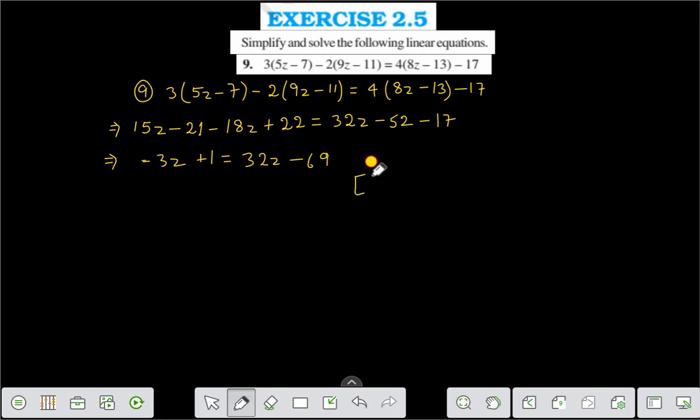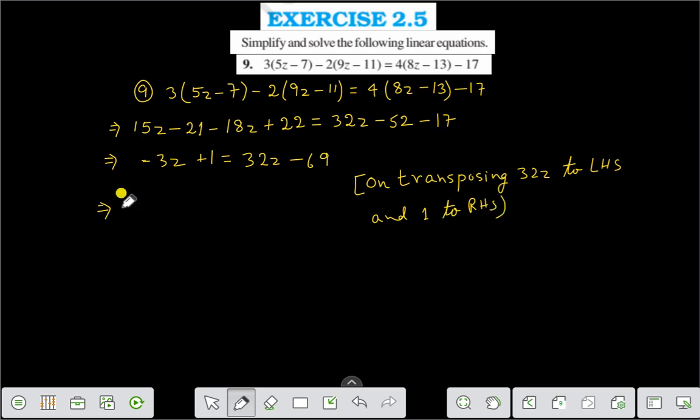Now on transposing 32z to the left hand side and 1 to the right hand side, we get minus 3z minus 32z is equal to minus 69 minus 1, that is, minus 3z minus 32z is minus 35z, minus 35z is equal to minus 70.